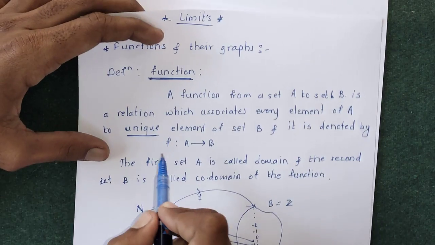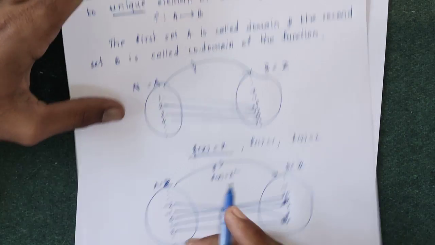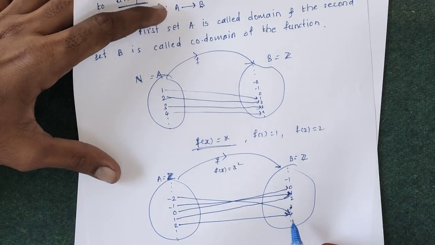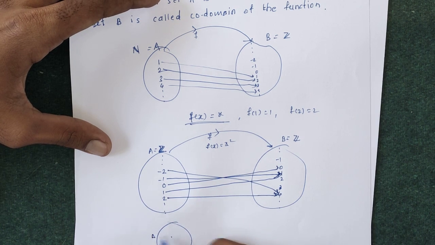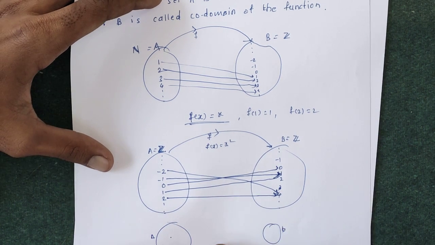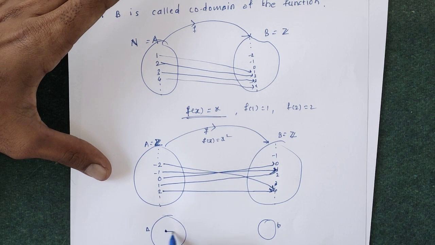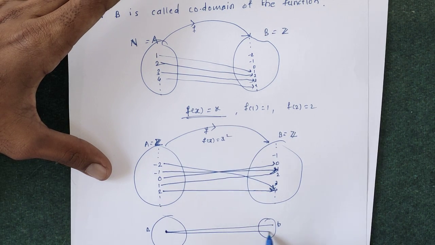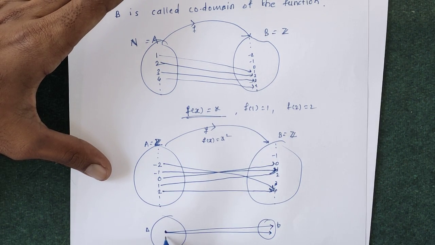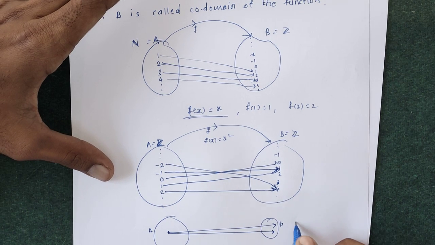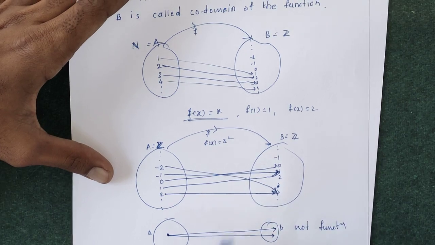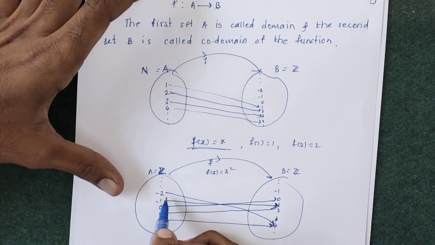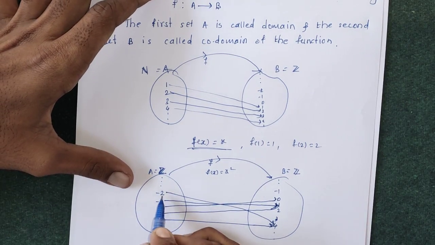This is not the meaning of uniqueness. Unique means every element has one and only one image. Suppose we have set A and set B, and if we get two images for a single element, then this is not a function. So we need only one image of every element.